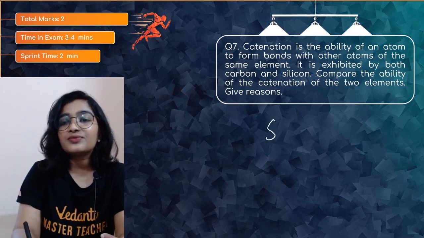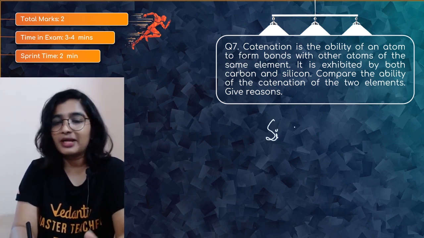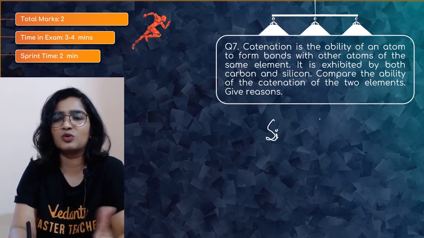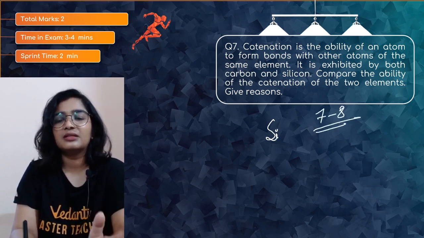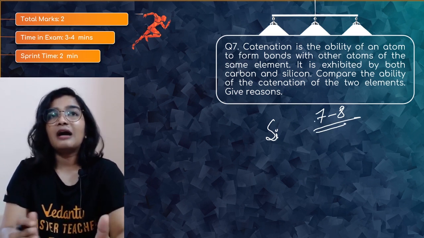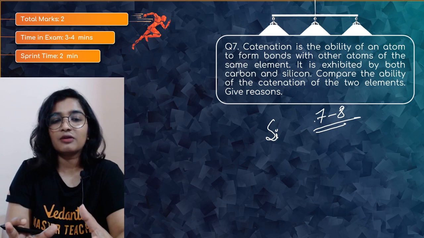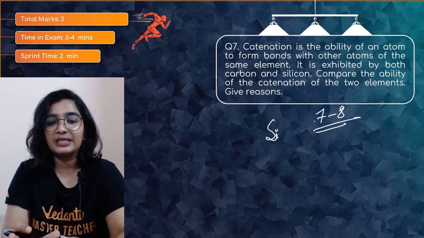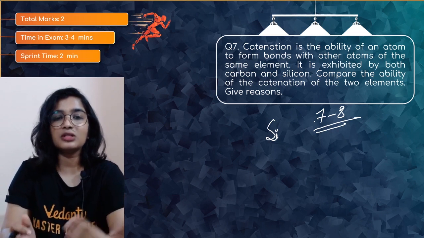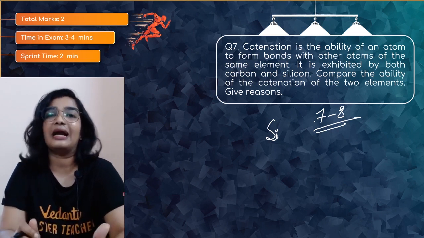What happens in case of silicon is, it forms bonds with other silicon atoms, and hydrogen also. A maximum of 7 to 8 silicon atoms can be combined together to form a compound. After that, because of the larger atomic size, the bonds are not that strong. And as the bonds are not strong, the compound will be reactive.